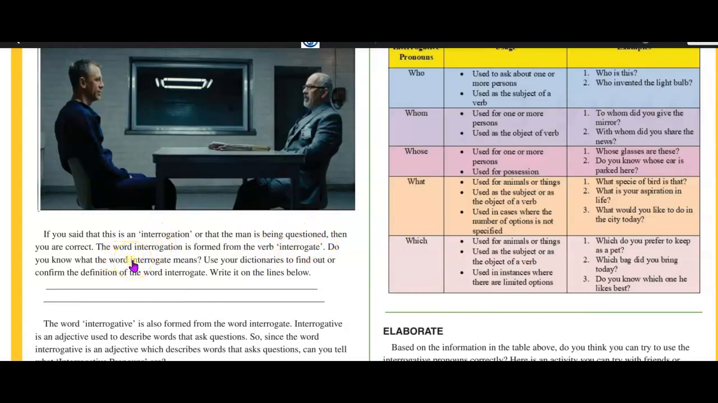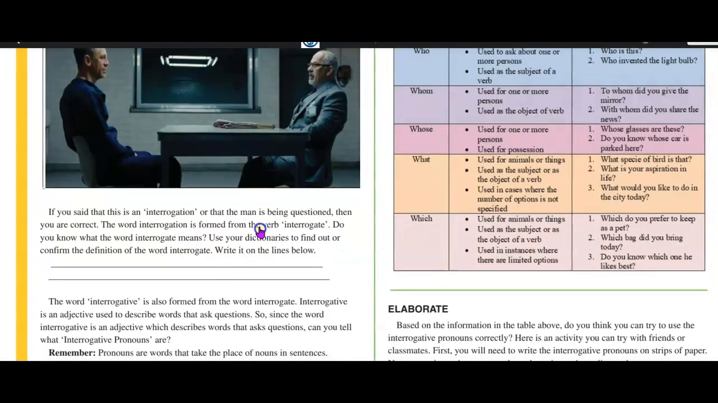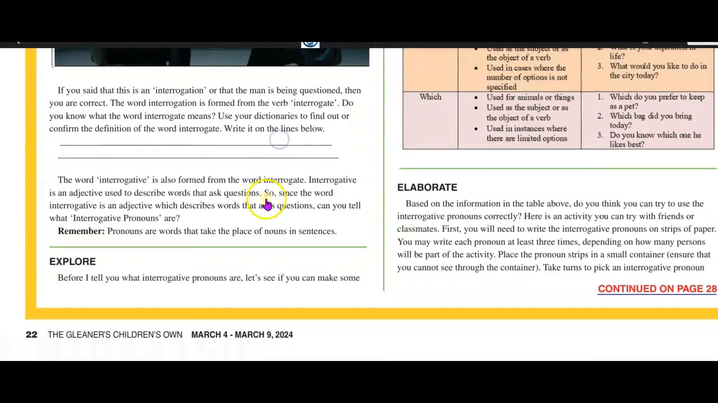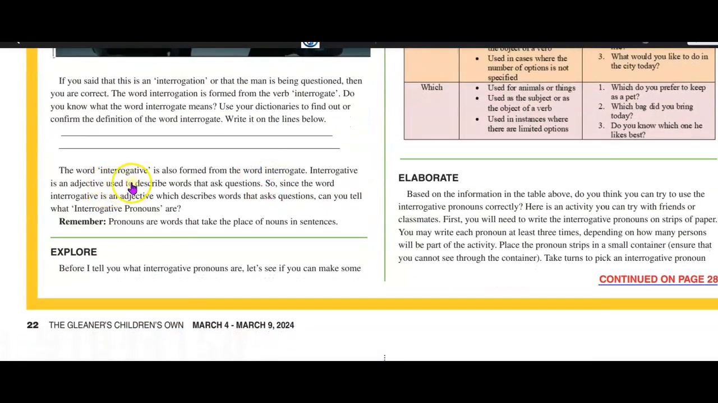The word interrogation is formed from the verb interrogate. Do you know what the word interrogate means? Use your dictionaries to find out or confirm the definition of the word interrogate and write it on the lines below. The word interrogative is also formed from the word interrogate. Interrogative is an adjective used to describe words that ask questions.